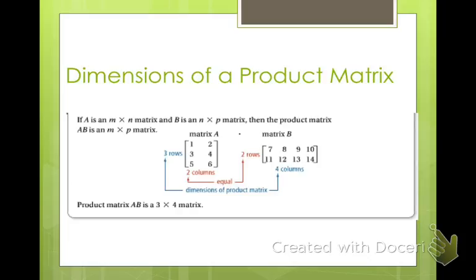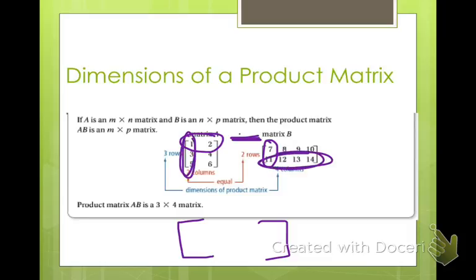So you can see that across on this one is 2 and down on this one is 2. So we can multiply these two. But your new dimensions for your new matrix are going to be 3 by 4 because you have 3 this way and you have 4 this way. So this is just a hint to help you when you're multiplying to know what your matrix should look like.